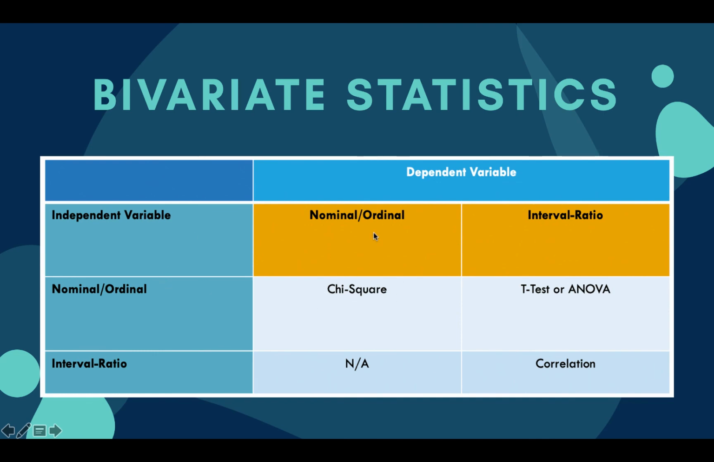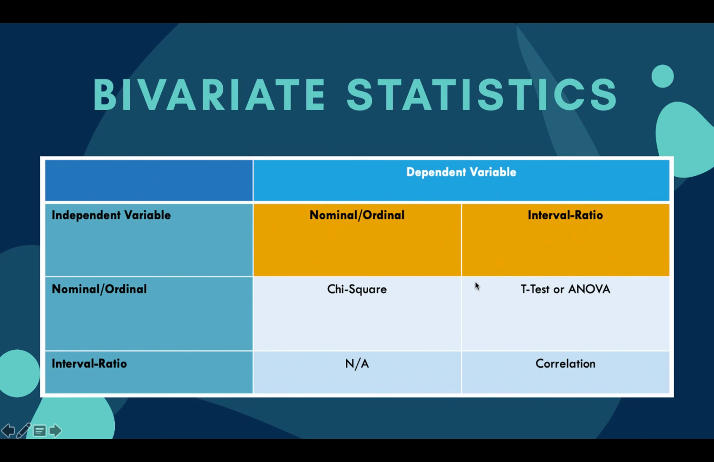If we have an interval ratio y variable, dependent variable, and a nominal ordinal independent variable, an x variable, then we use a t-test or an ANOVA. So this is basically the group to which someone belongs, right? You are either Democrat or Republican or independent. And then you have a dependent variable that is interval ratio, something like IQ score that has numbers attached to it. We could use a t-test or an ANOVA.